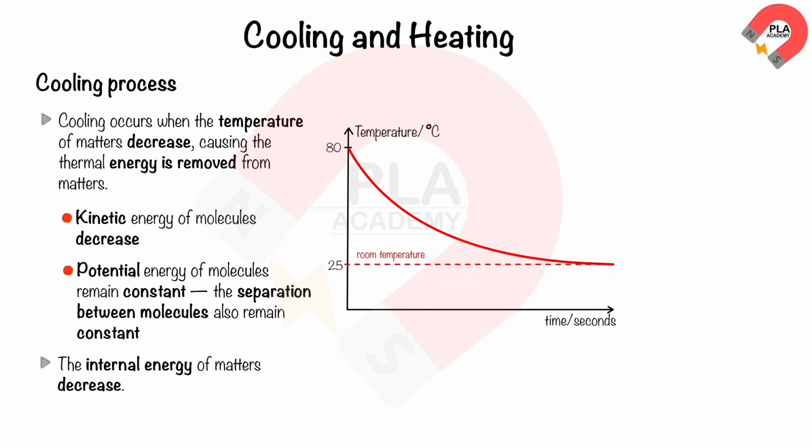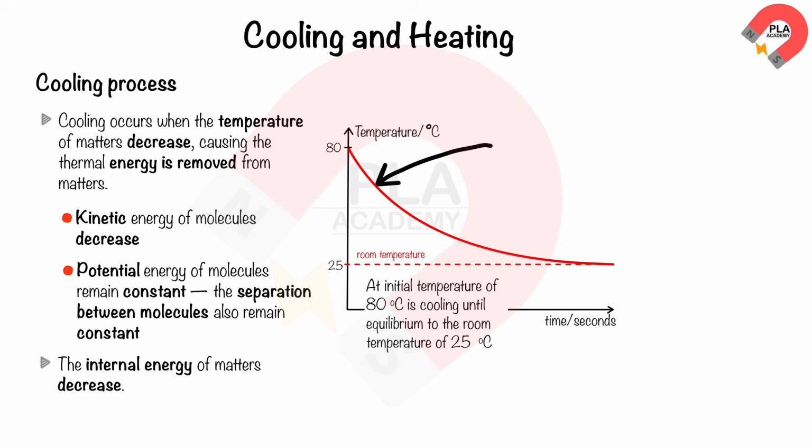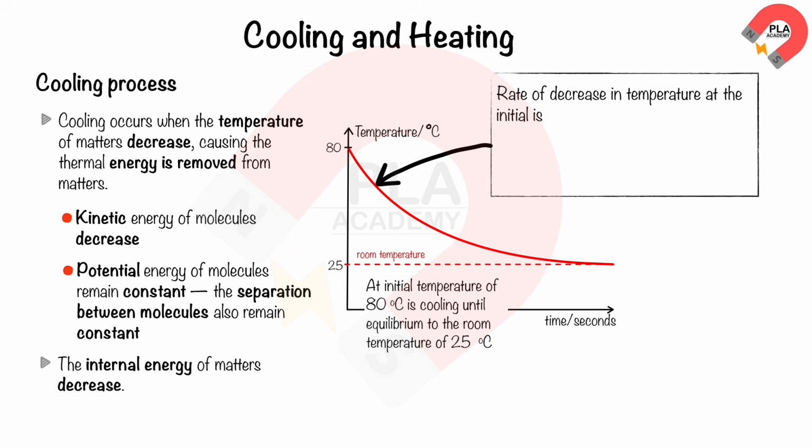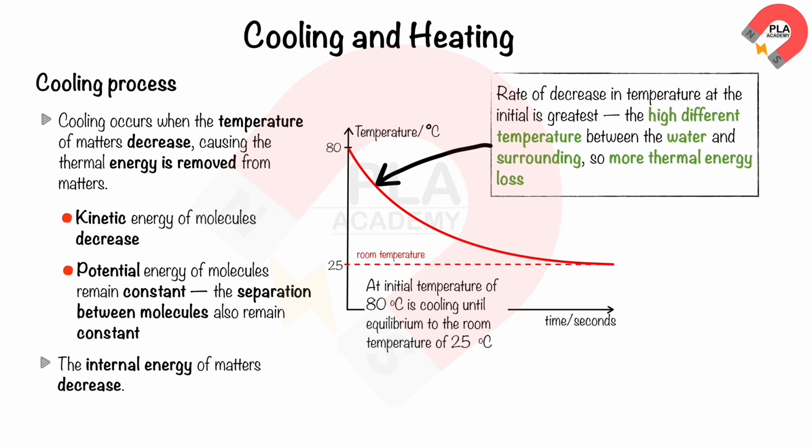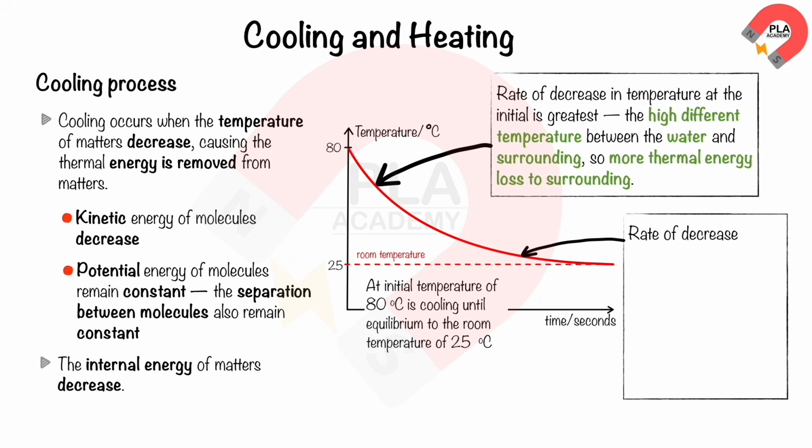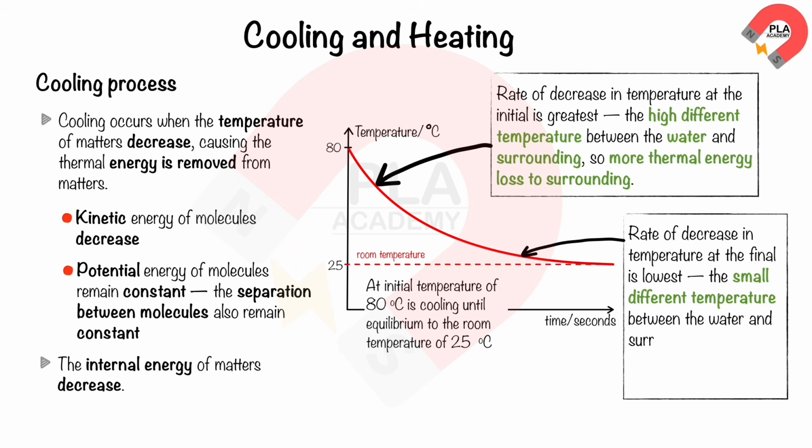When the water at initial temperature of 80 Celsius is cooling until equilibrium to the room temperature of 25 Celsius, the result is shown as the graph of temperature in Celsius against time in seconds. The rate of decrease in temperature at the initial is greatest because of the high temperature difference between the water and surrounding, so more thermal energy is lost to surrounding. The rate of decrease in temperature at the final is lowest because of the small temperature difference between the water and surrounding, so small thermal energy is lost to surrounding.